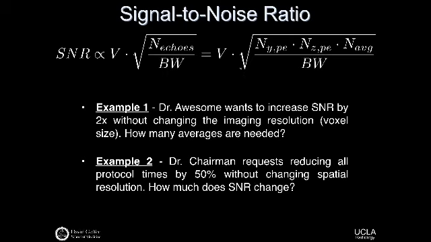Well, in that case, you're taking the square root of half of this, and the square root of half ends up being like 0.7 or something like that. So your SNR is going to drop by 0.7. So again, there's a penalty there in scanning faster that, of course, your signal to noise is going to drop.